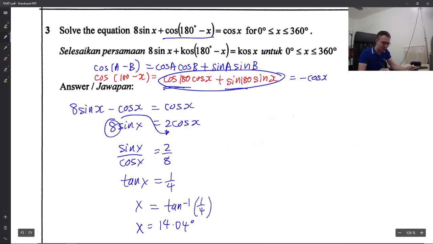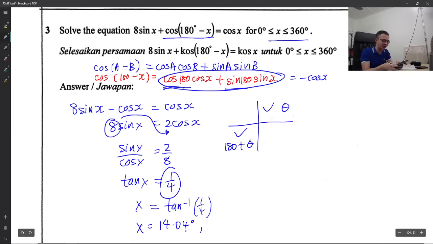14.04 degrees. Because they want up to 360, I need to think: this is positive, and tangent is positive in the first and third quadrants. First is theta, third is 180 plus theta. So I need to add 180 to my answer, 14.04, and I get 194.04. So these are the only two answers. Let's see if there are any questions here.